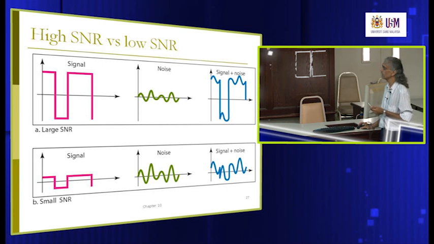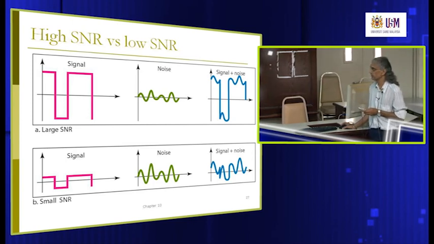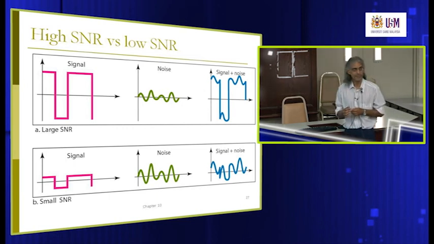But if the signal and the noise are quite similar, or the ratio is very, very small, then when they combine, we cannot obtain the original signal from this combined signal. So this is the problem. Right? So a small SNR is not recommended. We want a large SNR, right?